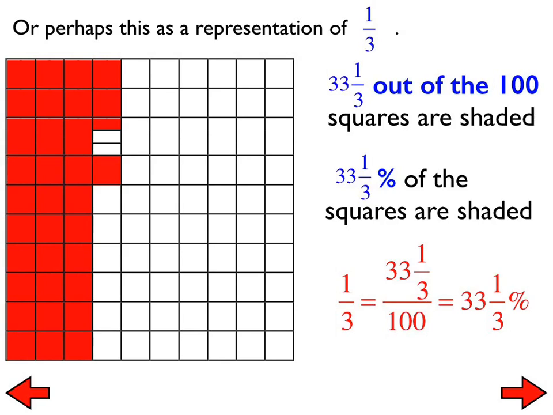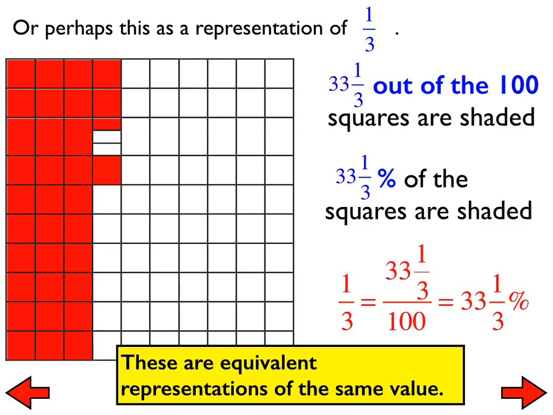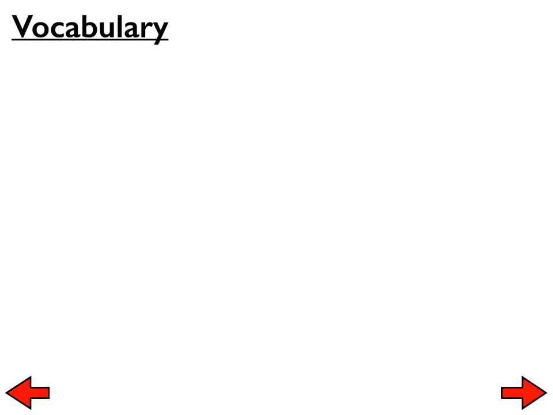Now these are all things you should have talked about, hopefully, in the past. So once again, this is all background knowledge, things you should have talked about or seen in the past. Maybe last year, maybe the year before that, but you should have seen things like this before. So these are all equivalent representations of the same value. So let's deal with a little bit of vocabulary for today.